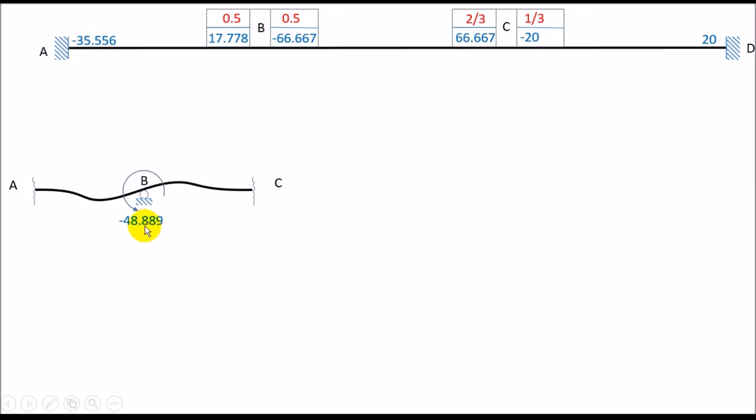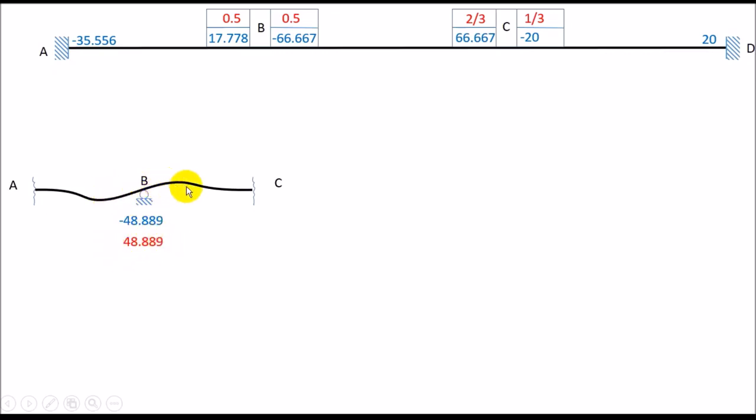Thus, to counteract this, we have to additionally provide a plus 48.889 clockwise moment. You see this anti-clockwise moment gets negated when we add plus 48.889. So this 48.889 we have added to the beam. In practical terms, we cannot externally add such moments. It is the strength of the beam itself which will try to resist this minus 48.889, and it will give this positive 48.889 from its own strength.